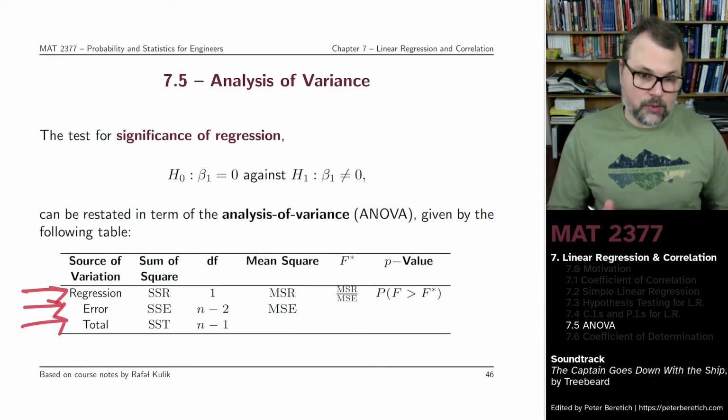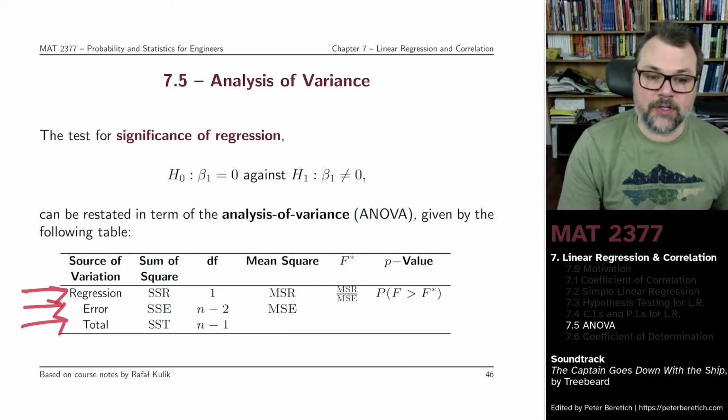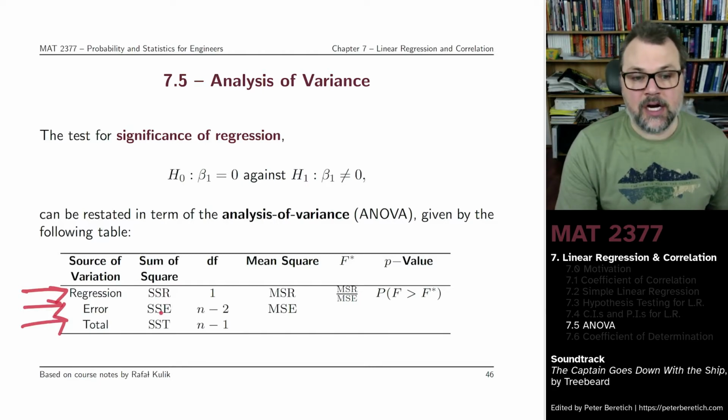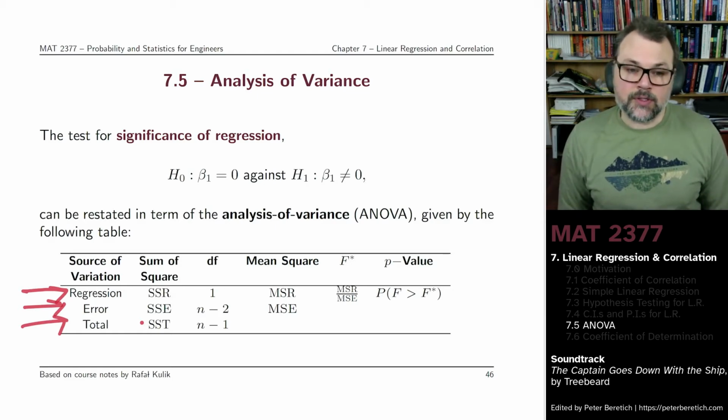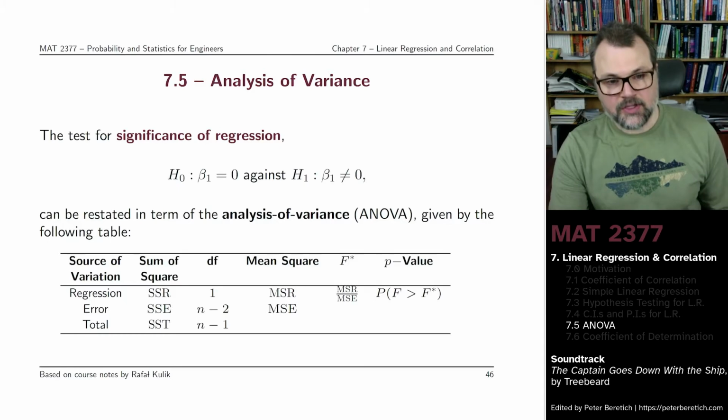For each of these sources of variation, you have a corresponding sum of squares: SSR, SSE, SST. So this is the sum of squares for the regression, sum of squares for the error, and the total sum of squares. Each of these sums of squares has an associated number of degrees of freedom. The sum of squares for the regression has 1 degree of freedom. The sum of squares for the error has n-2. We've already seen this. And if you add up these degrees of freedom, you get n-1 for the total sum of squares.